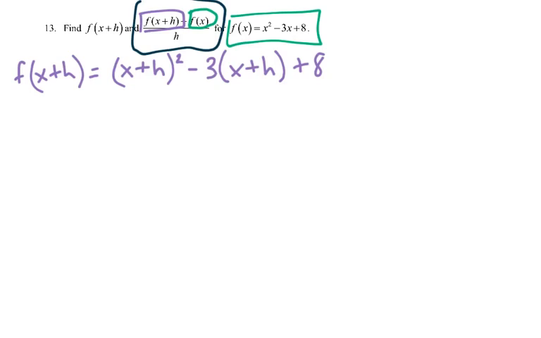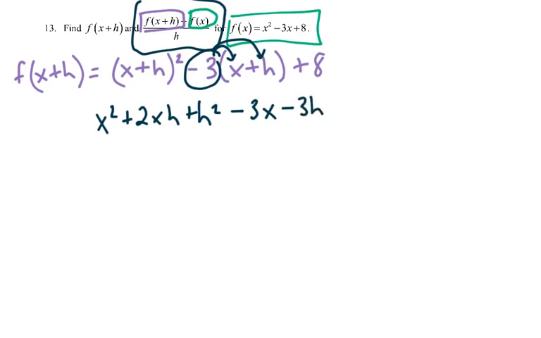So let me finish expanding out the f of x plus h. x plus h squared is going to be equal to x squared plus 2xh plus h squared. Then minus 3 distributes to both terms here. So I have minus 3x minus 3h plus 8. Okay, so that is equal to my f of x plus h. So we're going to take that, then we're going to subtract the f of x from that and have it all over h. So let me write it color-coded.